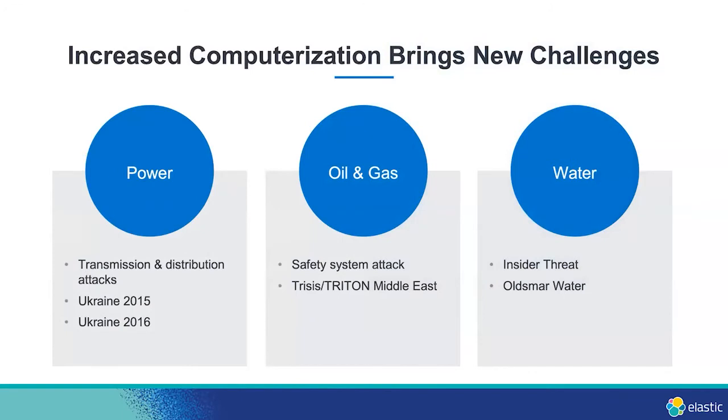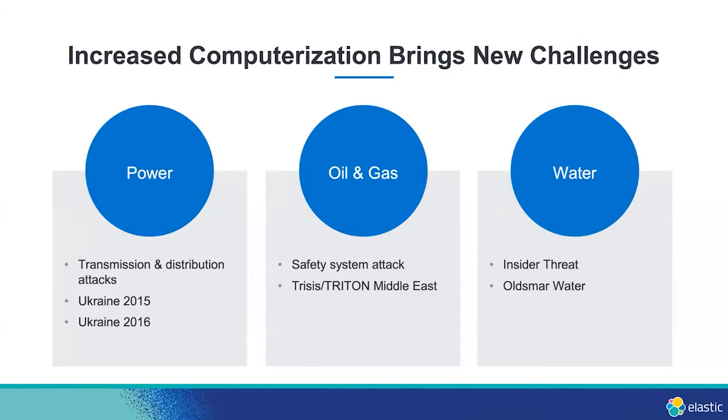This is just three sectors that I'm going to use as an example today on this slide. So in power, there have been situations in Ukraine in 2015 and 2016. Their power system was hit allegedly by another nation state. In oil and gas, you have the same place. There was an event called Trisis and Triton that we'll talk about a little earlier that went after a safety system in a Middle Eastern oil refinery.